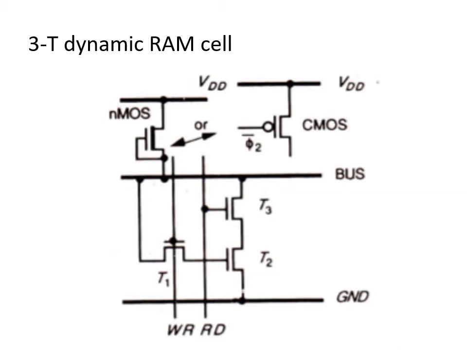This arrangement uses a single transistor for storing the data. That is, T2 transistor is used for storing the data, and the bit is stored as gate capacitance. And the other 2 transistors, that is T1 and T3, are used for read and write access. It has a pull-up network with either CMOS or NMOS technology. Okay, so here this is the pull-up network.